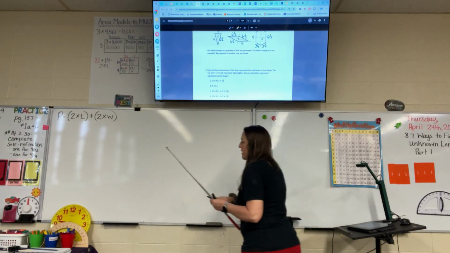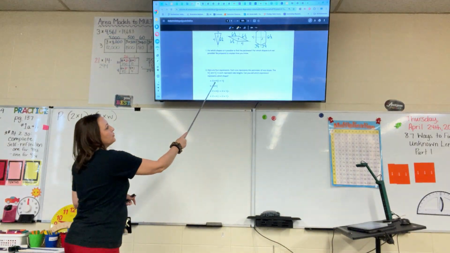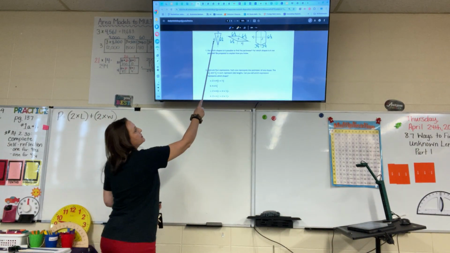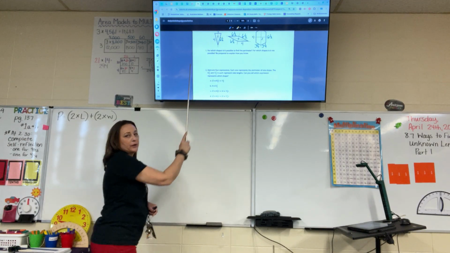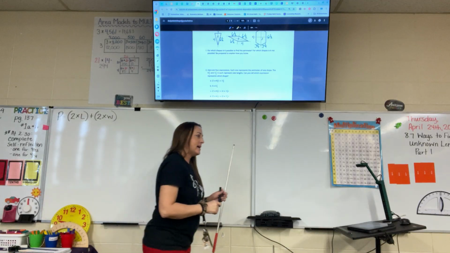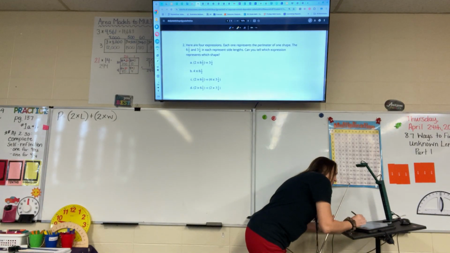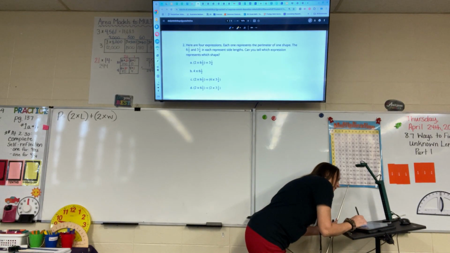Look at it, guys. 2 groups of 6.5, plus 1 group of 3 1/4. Does that match? Yes. Okay, so we're going to put, this one goes with X.